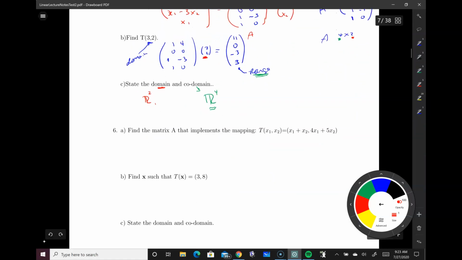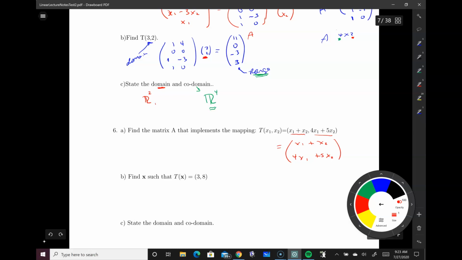All right, let's finish off this page. So here I have this transformation. So again, look for the commas. There's our first row and there's our second row. Let me just write it out so you can see. This is the same thing as saying x1 plus x2, 4x1 plus 5x2.